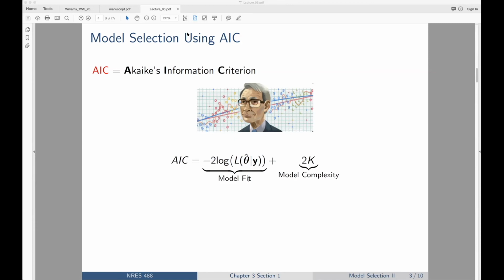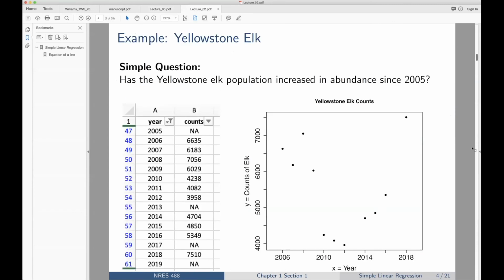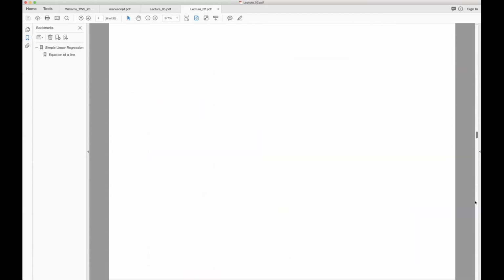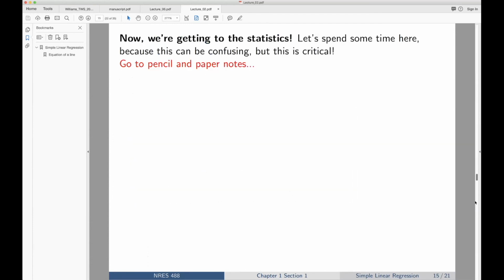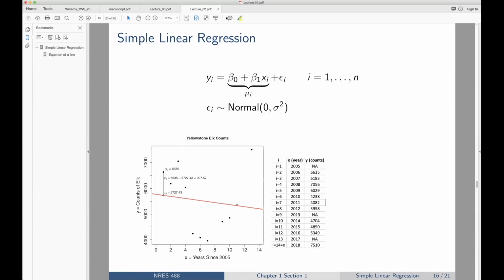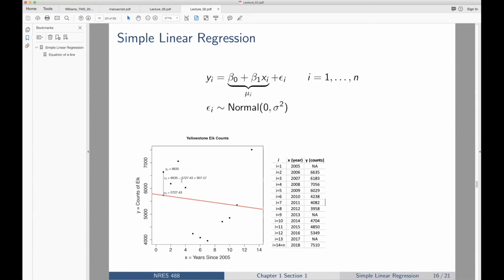Let's see, where'd it go? Here we go. Right here. Okay, can you see that slide? Yep.